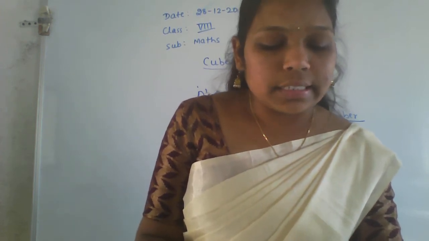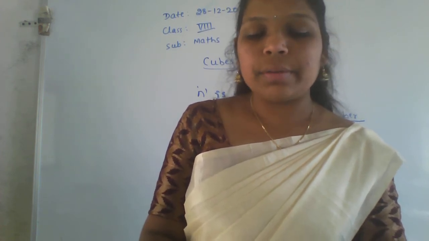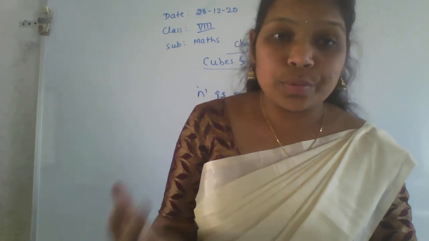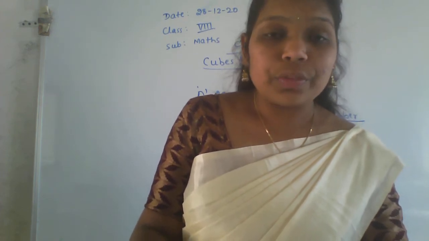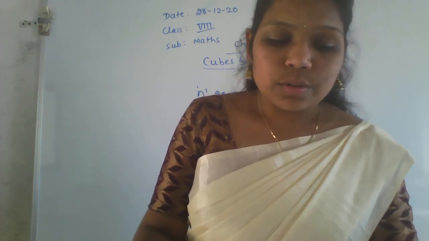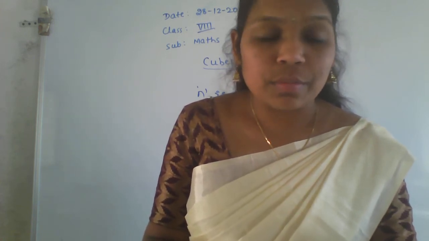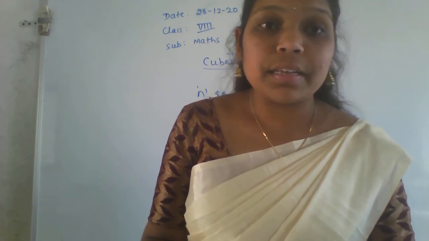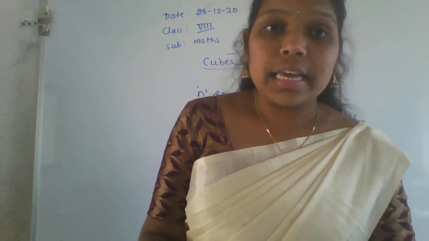What method they given here? Observe everyone. This method is generally used to find the cubes of two-digit numbers, and here we make use of the identity. We know the identity a plus b whole cube is equal to what? No, I said a plus b whole square. See, what is the formula of a plus b whole cube? That is a cube plus b cube plus 3ab in the bracket a plus b. That is the formula for a plus b whole cube.